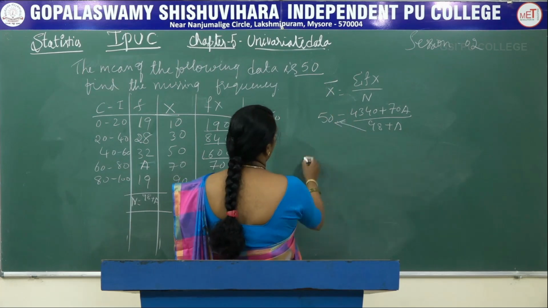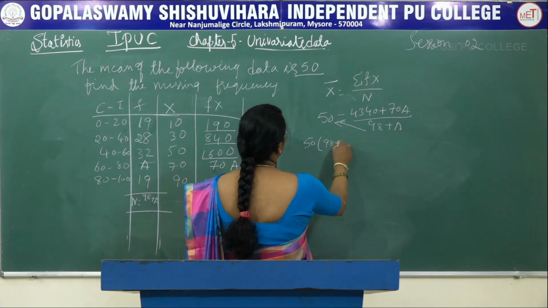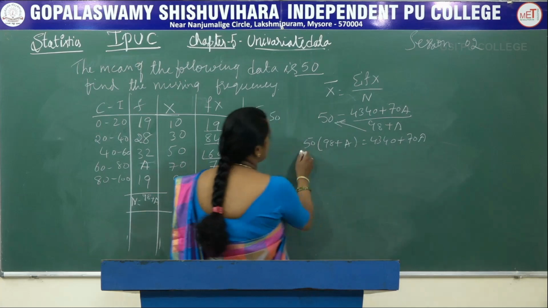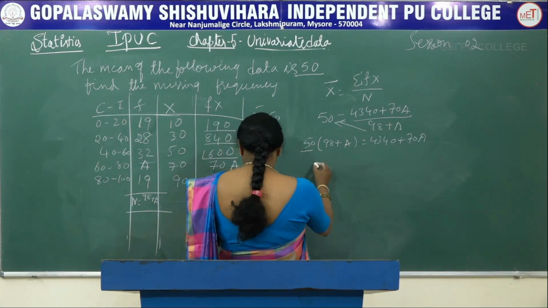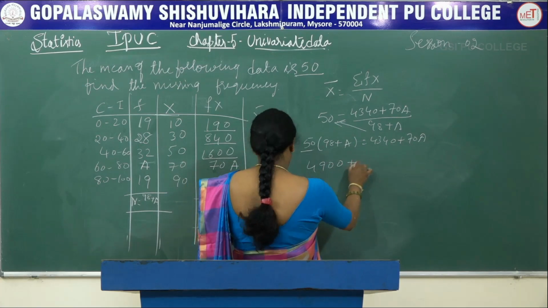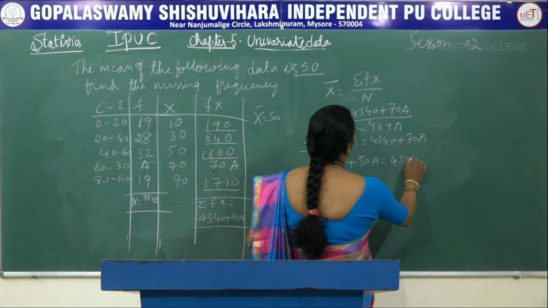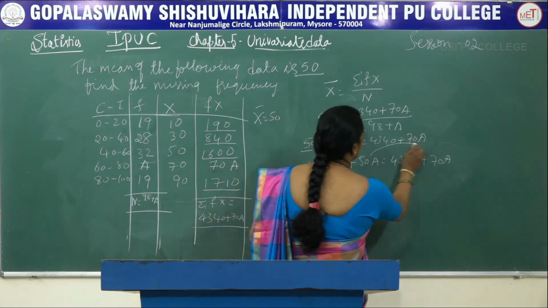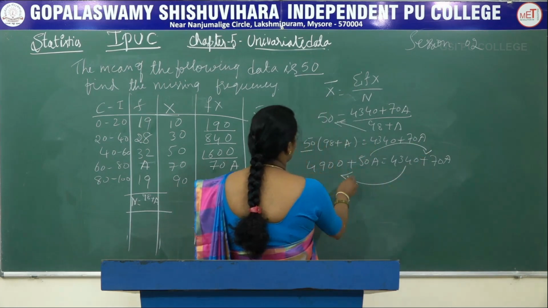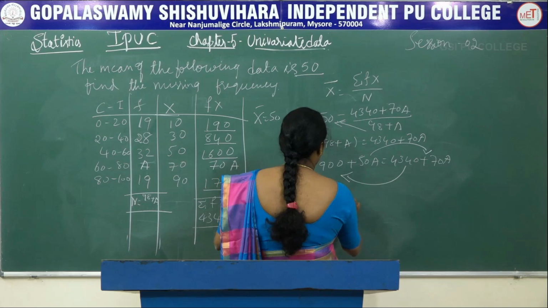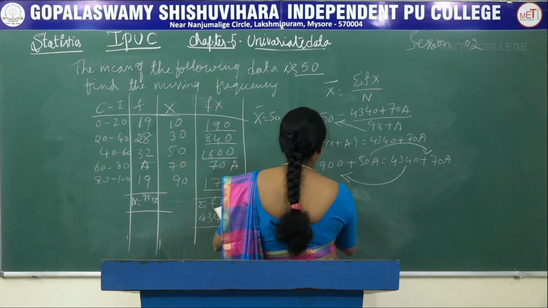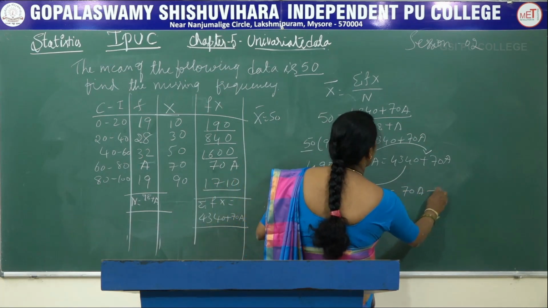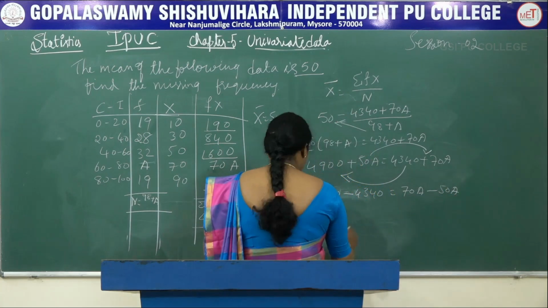Next, take the cross multiplication. 50 into 98 plus A is equal to 4340 plus 70A. You multiply this 50 with these two numbers, so you will get 4900 plus 50A is equal to 4340 plus 70A. So I'll shift this 50A to this side and 4340 to this side. It is 4900 minus 4340 is equal to 70A minus 50A, or I'll rewrite like this.